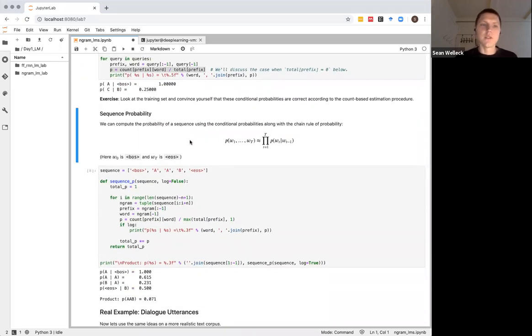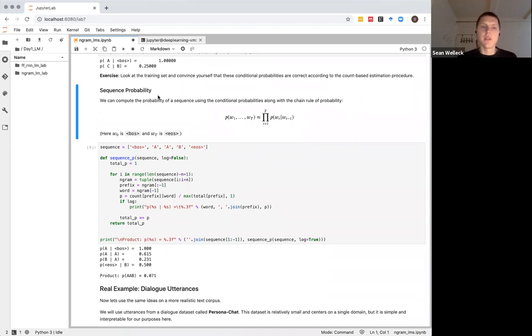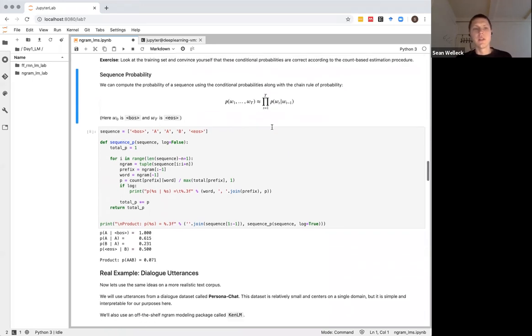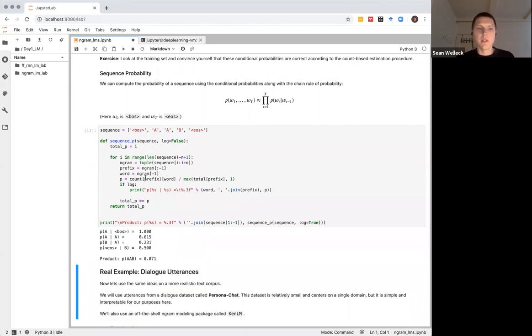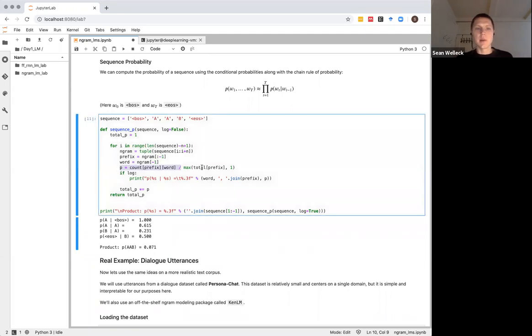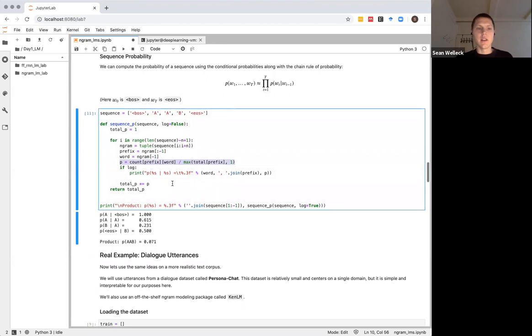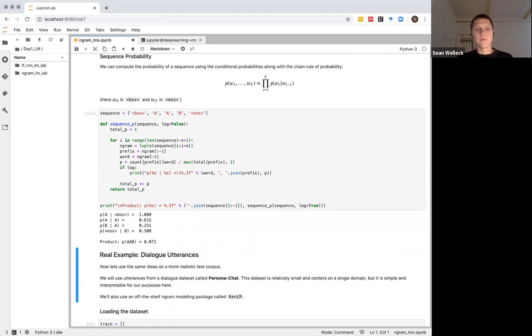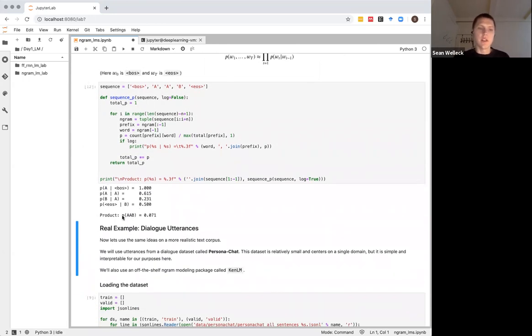Okay, so now with the simple model, we can actually compute the probability of an entire sentence or sequence just using this formula here. So that's what this code is doing. You're going to loop through this entire sequence, find the probability of each bigram, and then multiply it together to get some total probability. And so now you can see that the probability of this sentence, AAB, is going to be this 0.07, and that's computed using these individual conditional probabilities.